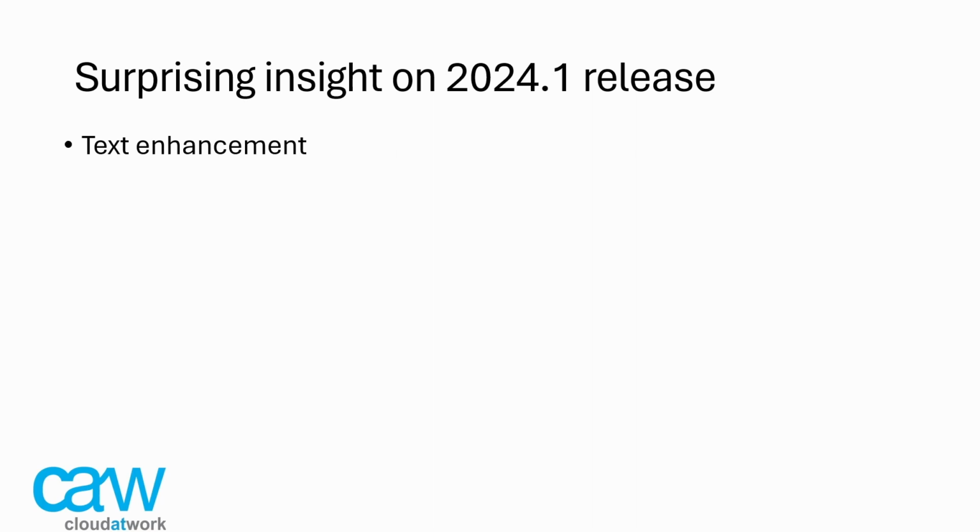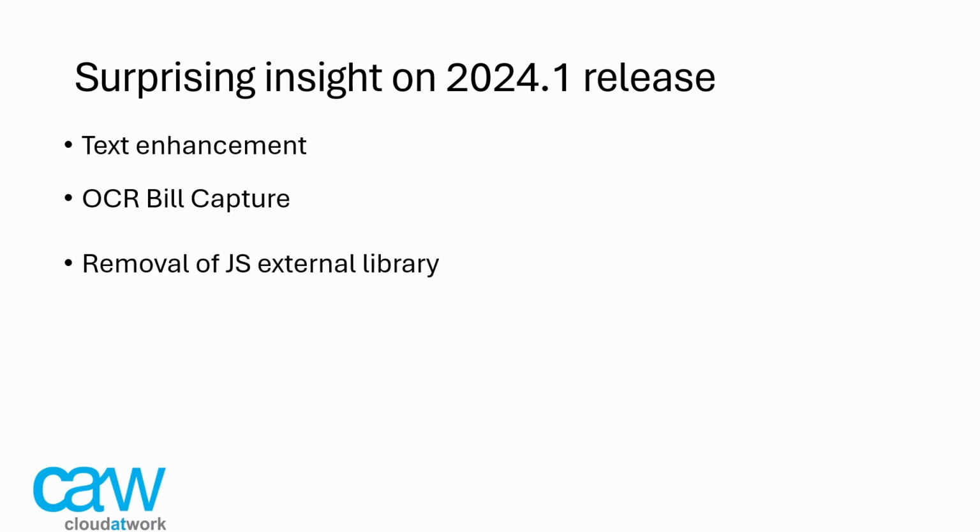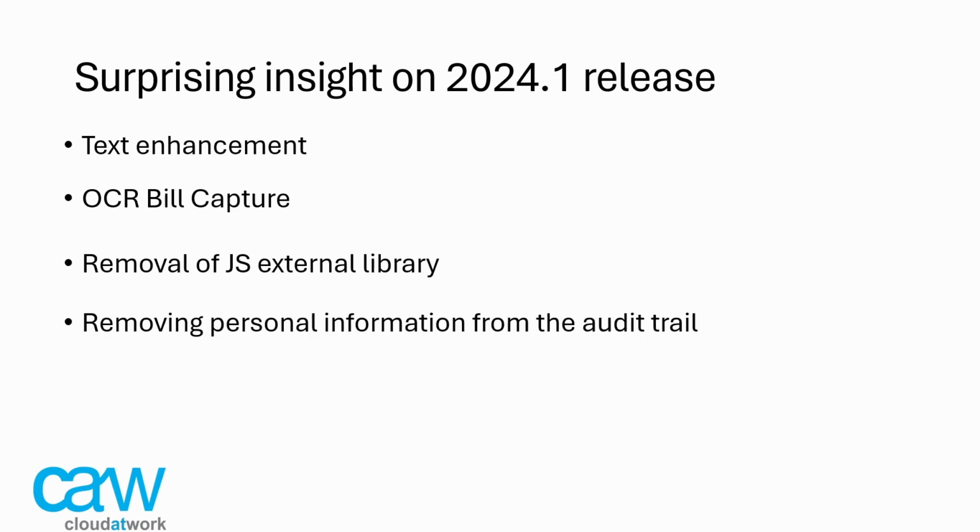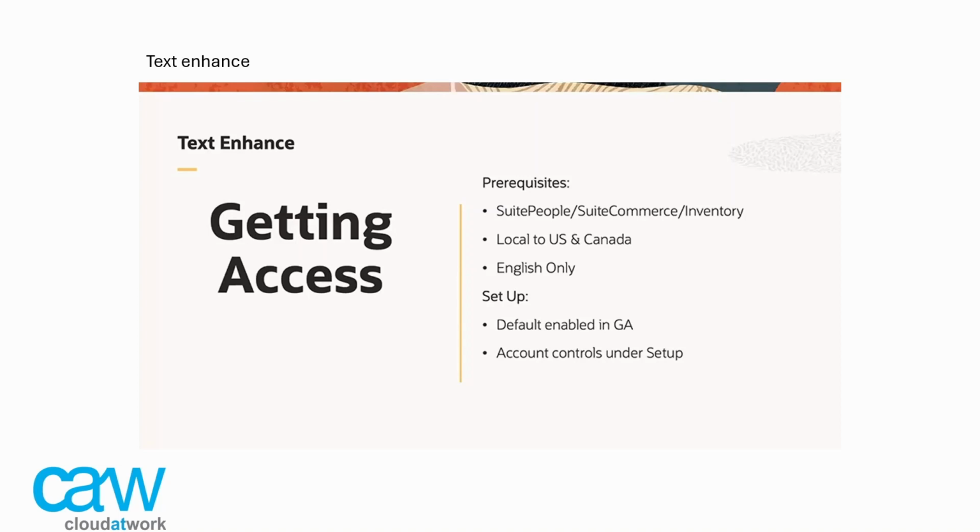The first one is the AI text enhancement that NetSuite promised. The second one is the OCR bill capture. The third one is the removal of external JavaScript libraries from NetSuite. And the last one is the ability now to remove personal information from the audit trail. Okay, so let's go and have a look at the text enhancement.